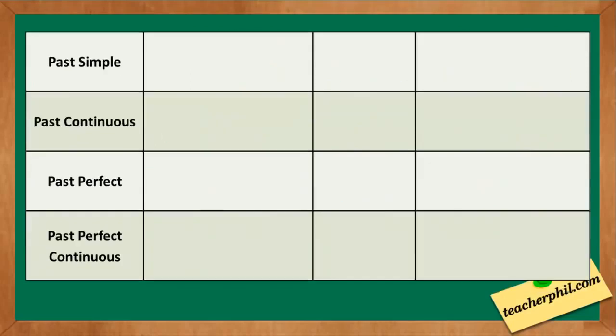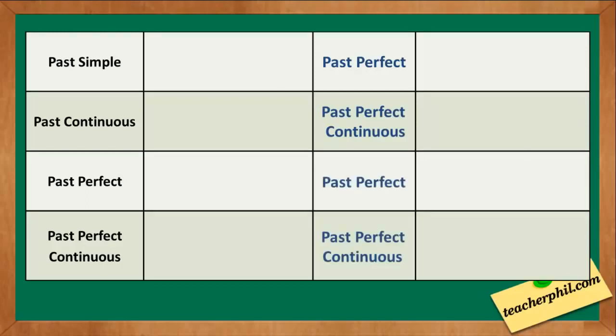Direct speech in past simple turns into past perfect when changed into indirect form. Past continuous becomes past perfect continuous, while past perfect and past perfect continuous don't change form because they're the last verb tenses that we have. There's nothing more before them.